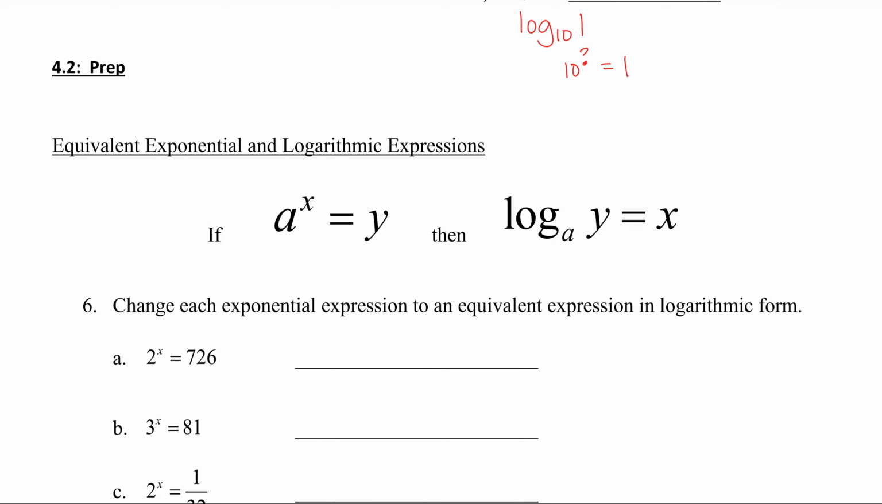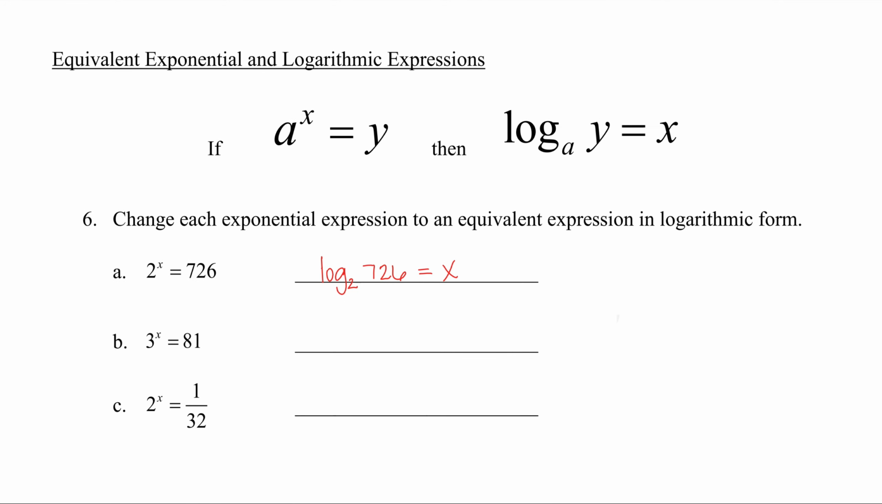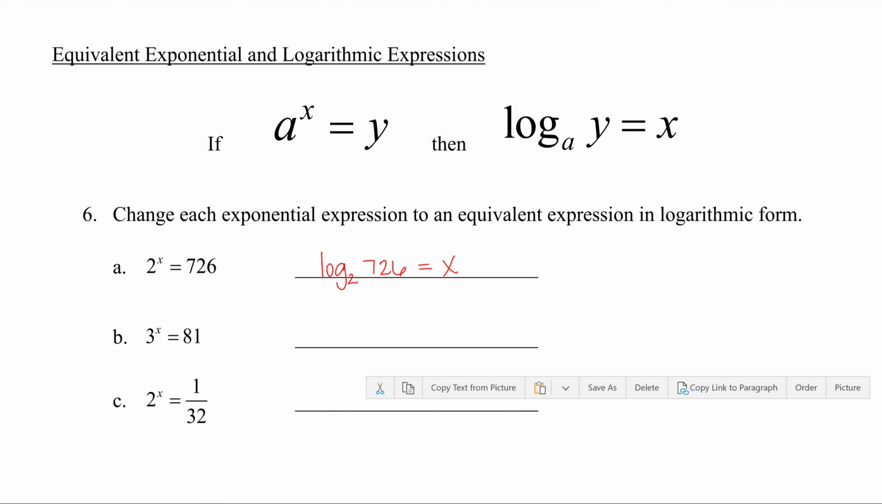So, rewriting, I have 2 to the power of x equals 726. So first thing, log. My base is going to be base 2 of my answer, which is 726. So log base 2 of 726 is equal to my exponent of x. Okay, we have 3 to the power of x equals 81. I have log base 3 of 81 equals my exponent x.